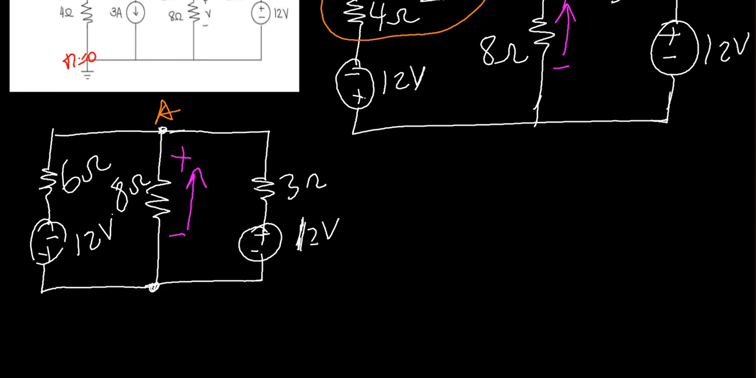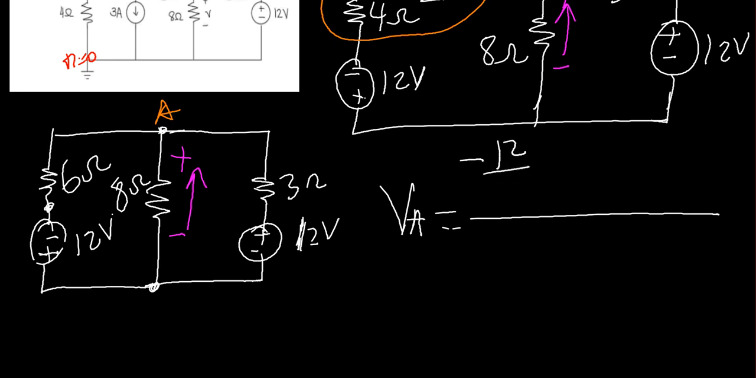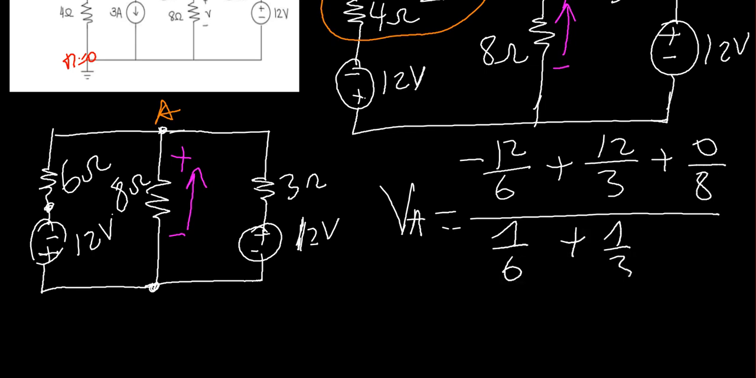It will be very simple for us to perform Millman at junction A. VA at junction A by applying Millman is equal to, see very well the direction of this voltage, the voltage at this point is negative 12. So we have negative 12 on 6 plus 12 on 3 plus 0 on 8, all over 1 on 6 plus 1 on 3 plus 1 on 8. That is it. It is correct now.